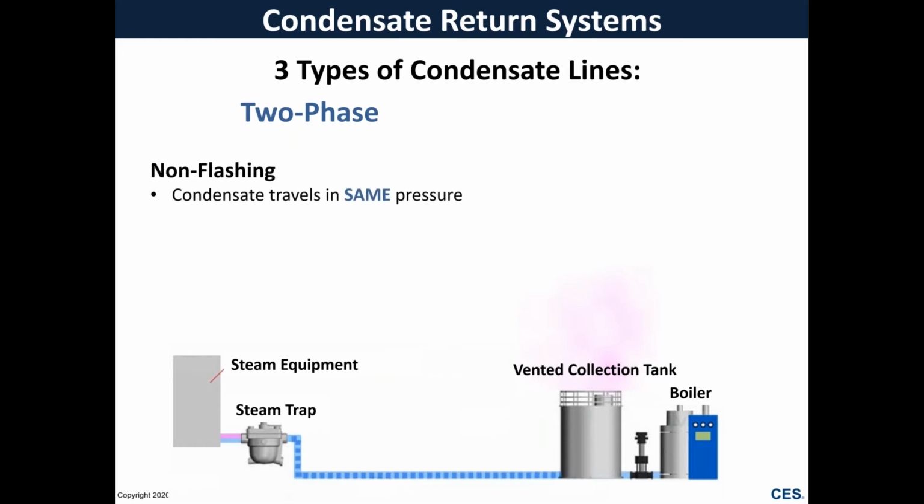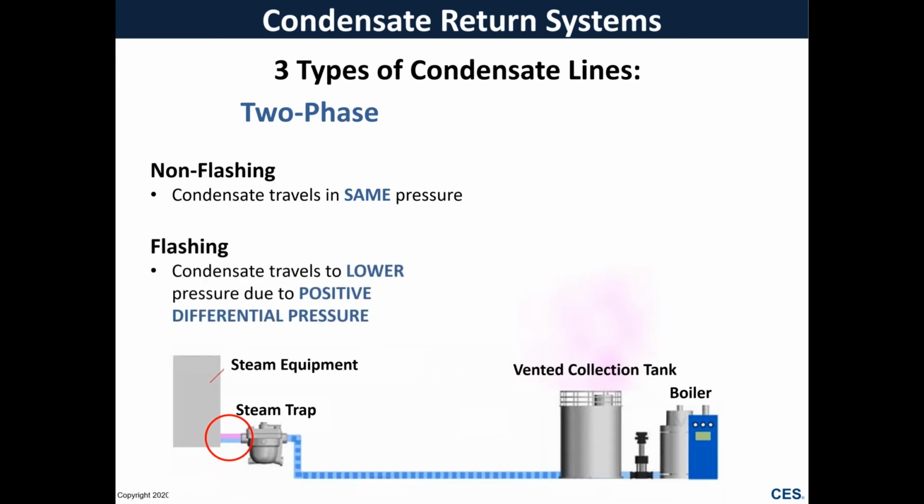The first being non-flashing. And this is where our condensate is still at the same upstream pressure as our steam line. And those are the steam lines between our equipment and our steam trap. So here it's at the same pressure, and it's moving at a relatively slow velocity between our equipment and our steam trap. The next type of two-phase line is going to be our flashing two-phase condensate return lines. And these are the lines downstream of our steam traps, where the condensate is traveling from a high pressure to a low pressure through the steam trap due to differential pressure. And now we have both flash and condensate, like we saw in our earlier discussion of flash steam.